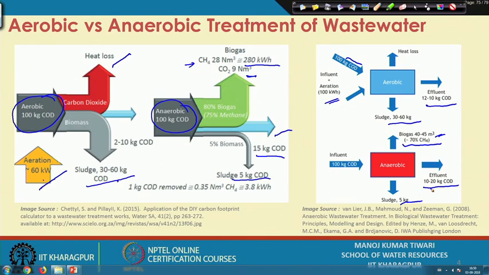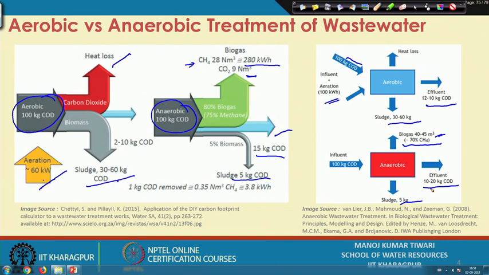So, if we compare aerobic versus anaerobic treatment options, two things are crystal clear. The aerobic system needs a significant amount of energy for the treatment itself in the form of aeration, and generates a significant amount of solid waste in the form of sludge, if you consider that a waste. And a significant amount of carbon dioxide is generated, which is a form of greenhouse gas pollution.